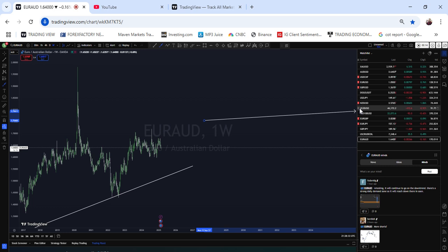We have US 30, which is an indices, otherwise known as Wall Street. We have NAS 100, which is otherwise known as Nasdaq. It's also an indices from a stock. We have Euro GBP, we have Euro JPY, we have GBP JPY, we have US crude oil, and we have Euro AUD, which is on the chart here now.